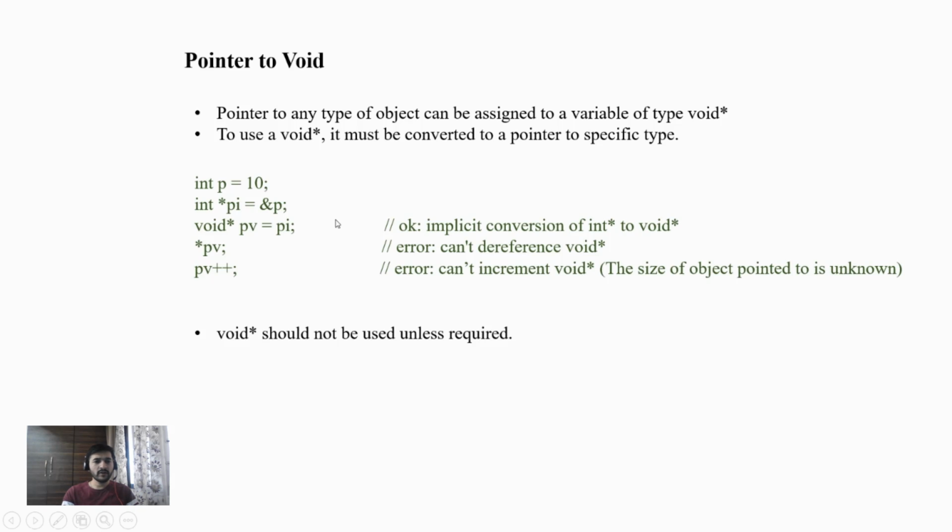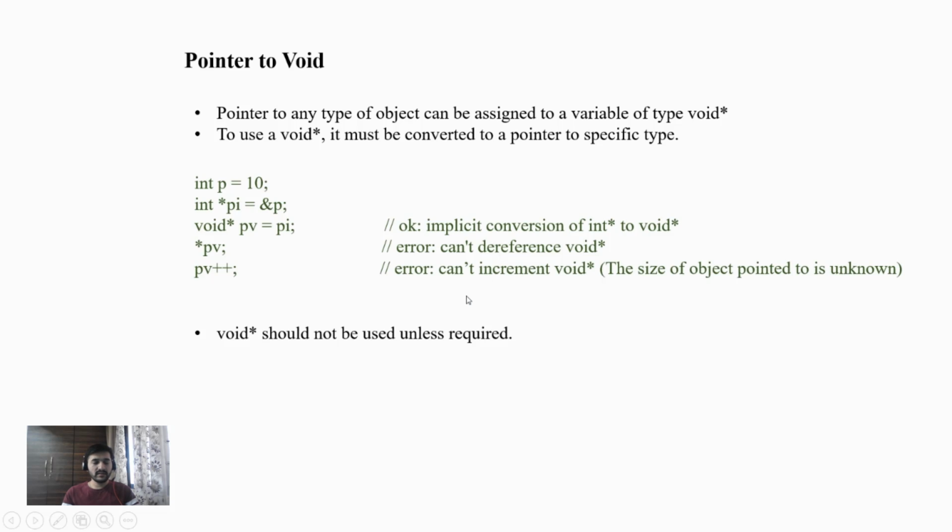Okay, we even cannot perform plus plus, because in order to perform plus plus, the system needs to increment the memory location, but void doesn't contain information about what type of object the void pointer is pointing to, so we cannot perform arithmetic operations. We cannot increment void star, because the size of the object pointed to by pv is unknown, because it's a void pointer.